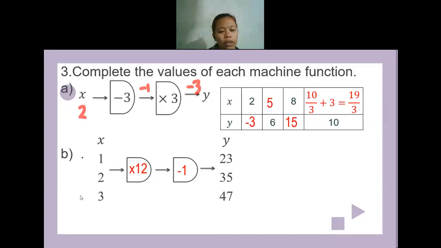For the next one, we already have the output 6. The output is the y, so y equals 6. Since we go from the back, we need to do the opposite. The opposite of times 3 is divided by 3. So now we do 6 divided by 3, and the answer is 2. After that, this is negative 3. The opposite of negative 3 is plus 3. So now we have 2 plus 3, which equals 5. That's why the answer here becomes 5.